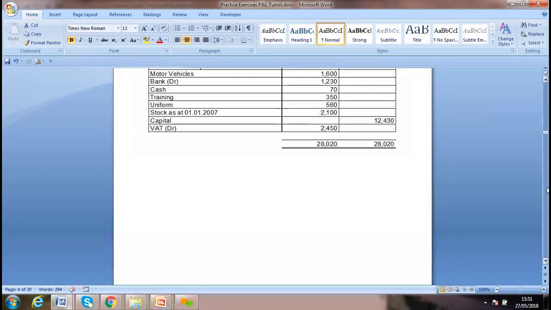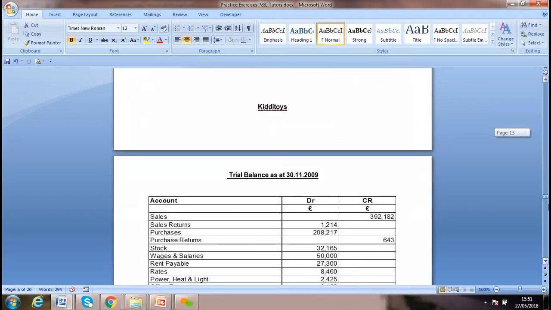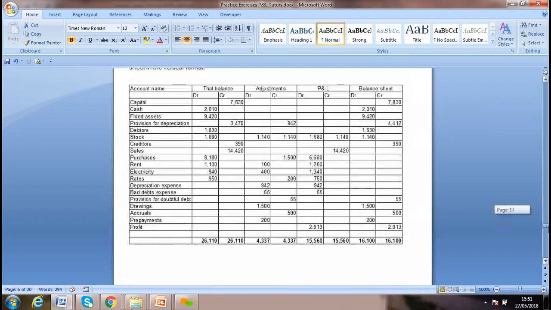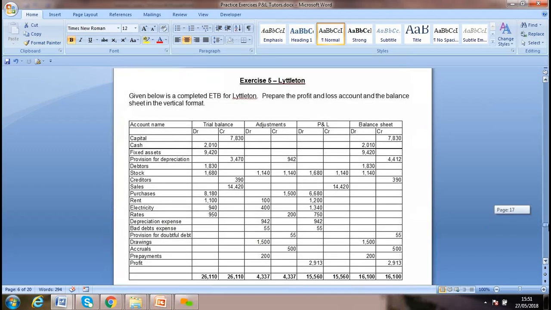Now we have the adjustment. Sometimes at the year end we have some adjustments. So let's see this question. We have a capital, we have cash, we have a fixed asset, we have a depreciation. So depreciation we need to make an adjustment. You see their heading is adjustment. So that's the year-end adjustment. Provision is the depreciation, and provision goes on the credit side in the balance sheet. That's called the reserve.